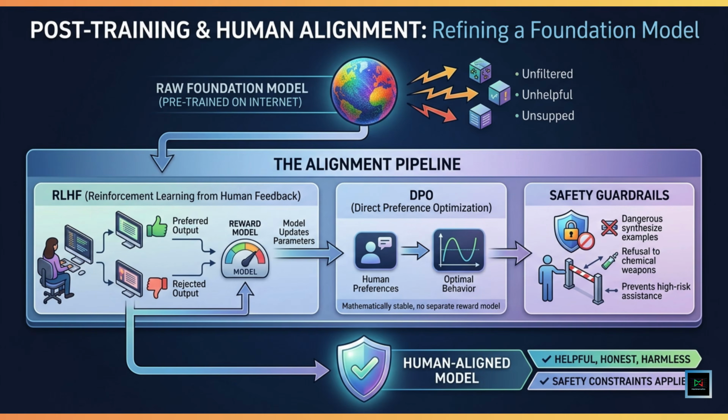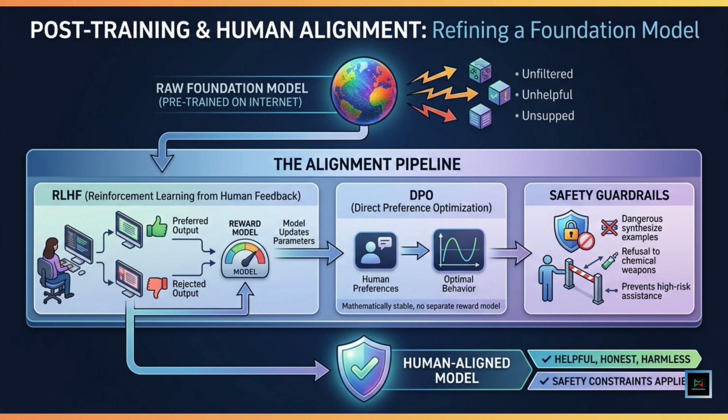A raw foundation model is often unfiltered and unhelpful. To make it useful, we apply a post-training phase. This is the process of aligning the model's high-dimensional statistical representations with human preferences and safety constraints. First, let's talk about RLHF, also known as reinforcement learning from human feedback. We use a reward model to score the model's outputs. The model then updates its parameters to maximize that score.